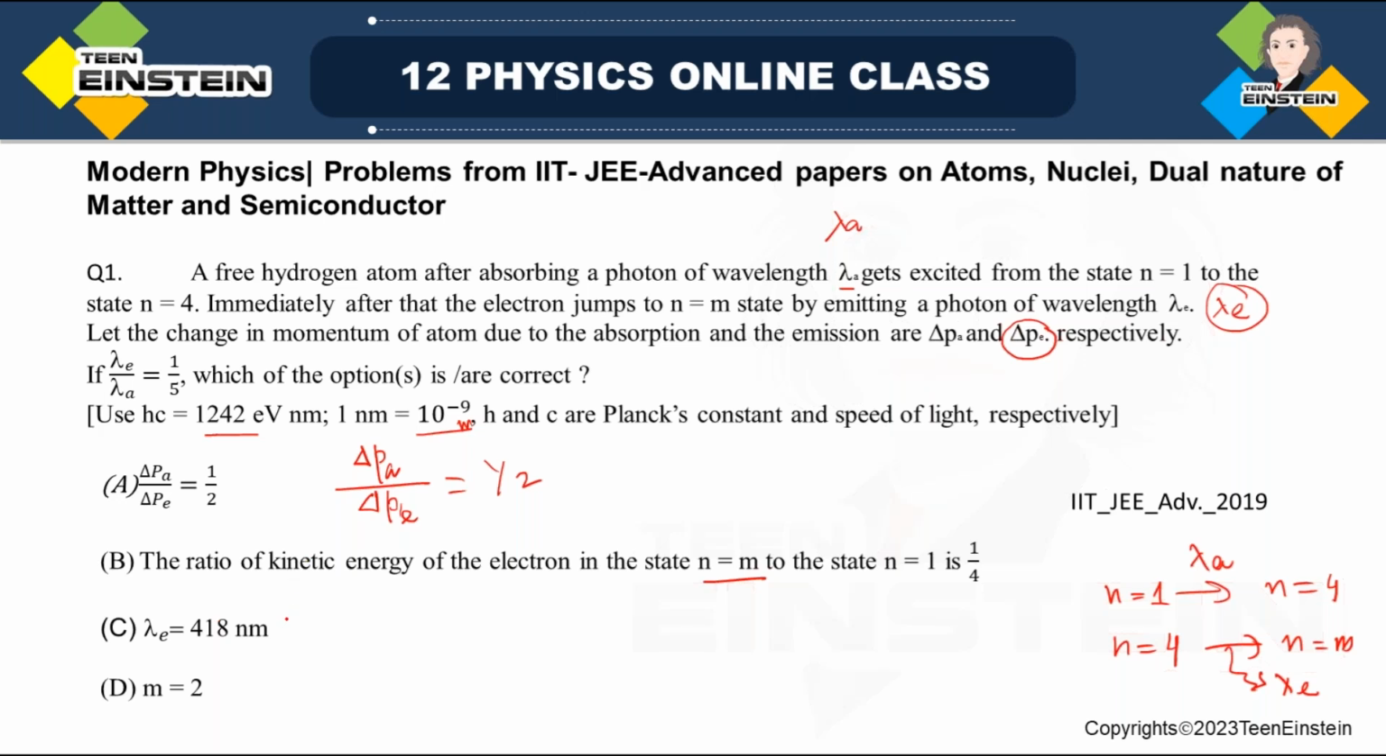And what else? For that, m equal to 2, you have to find out. That means the state to which the hydrogen atom gets de-excited is m equal to 2, and you have to show whether it is correct or wrong.